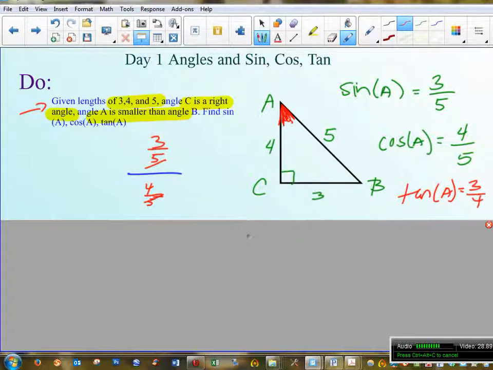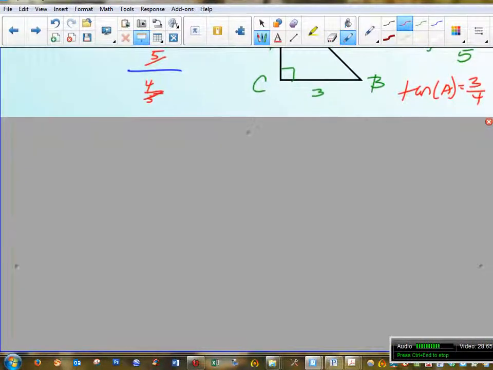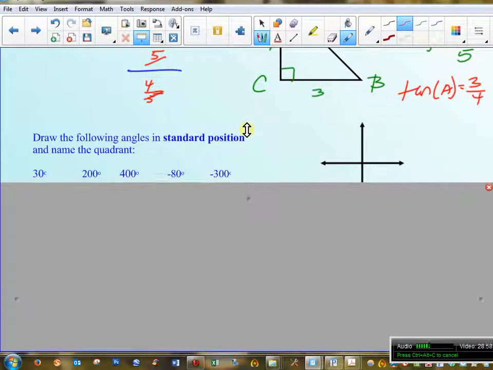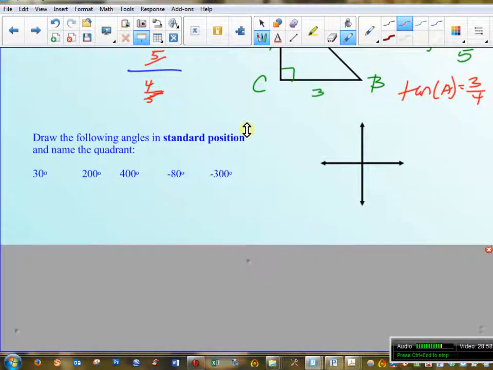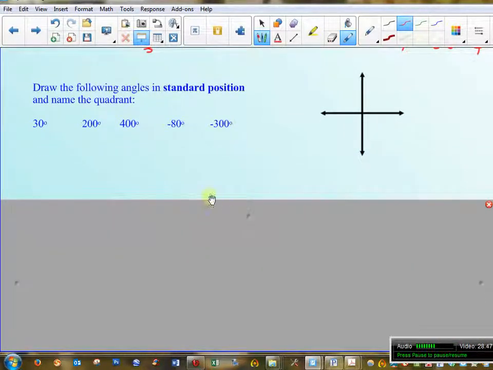So you'll have to read carefully through the descriptions of the triangles. They keep changing, and there's a little bit of a trick to the one where they ask you about the 30-degree angle. You have to think about that for a moment. Next section, you'll be asked to draw angles in standard position and then name the quadrant that they're in.